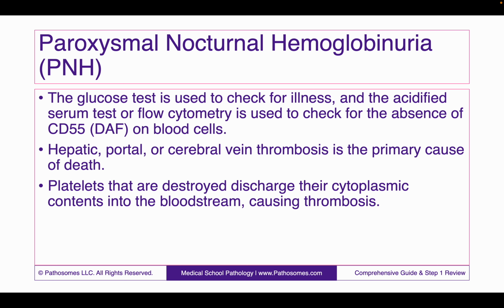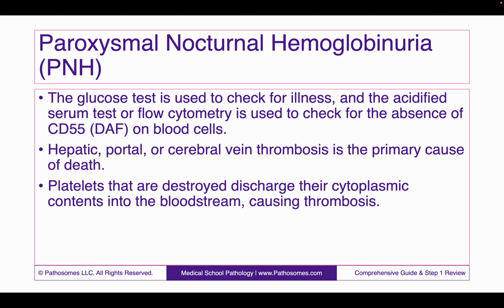The sucrose test is used to check for the disease, and the acidified serum test or flow cytometry is used to check for the absence of CD55 on blood cells. CD55 is also DAF.